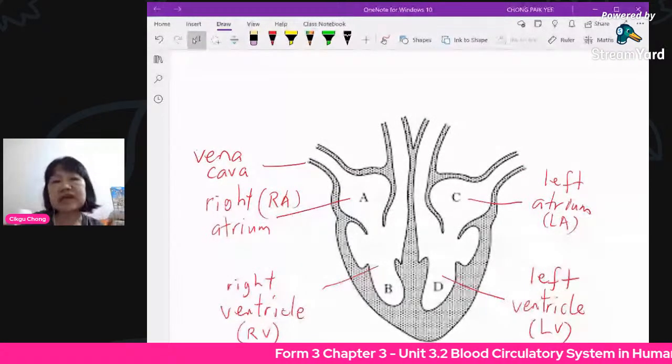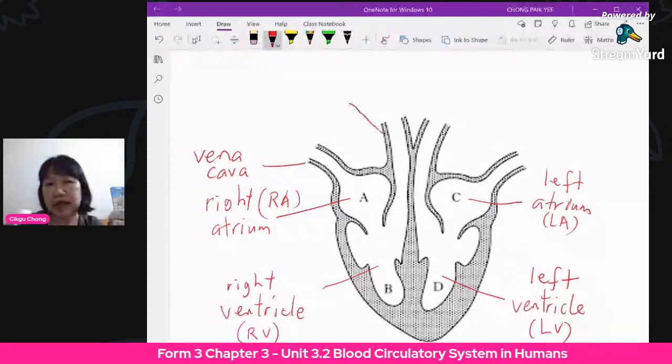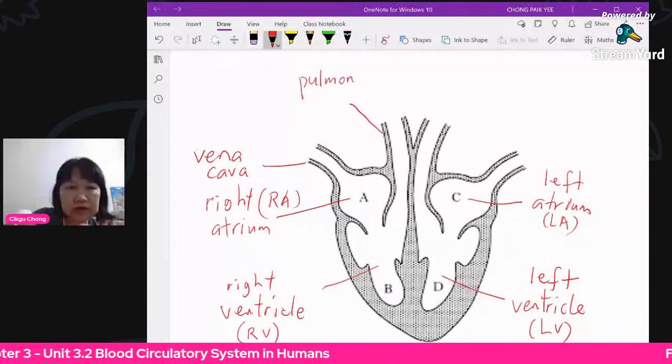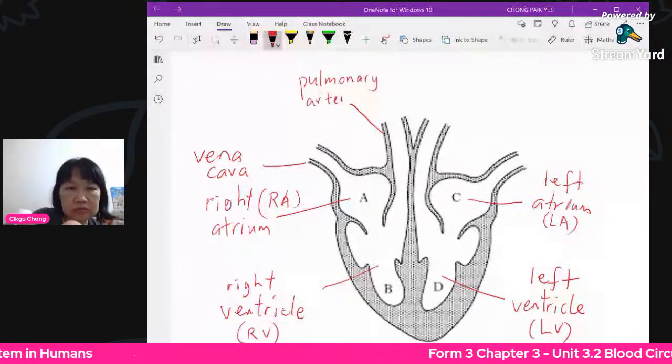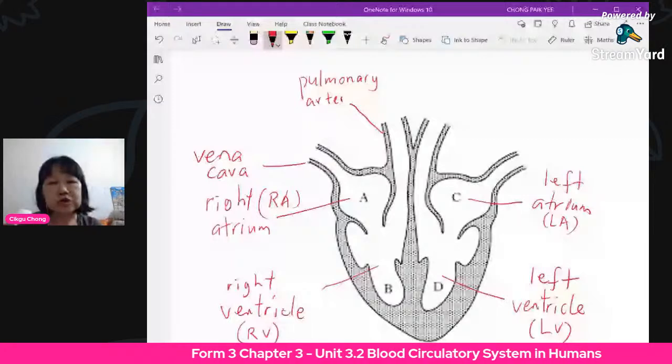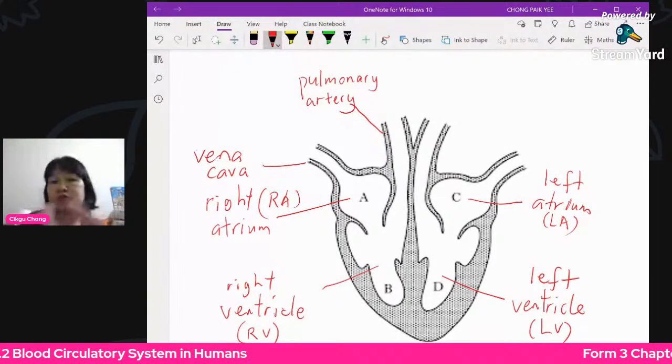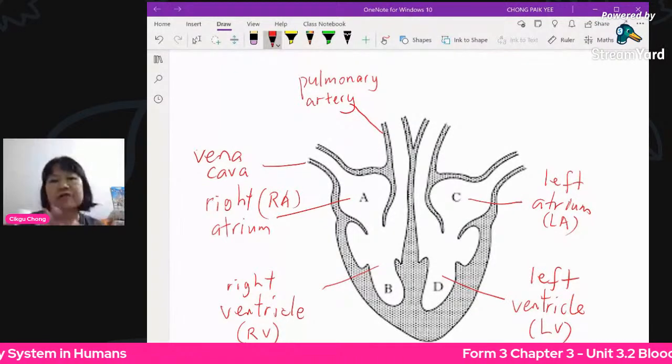Okay, this one is called Pulmonary Artery. Pulmonary Artery, A-R-T-E-R-Y. Okay, Pulmonary Artery. This is for the right side of the heart. Now, for the other side. Okay, are you following? I hope you're following.